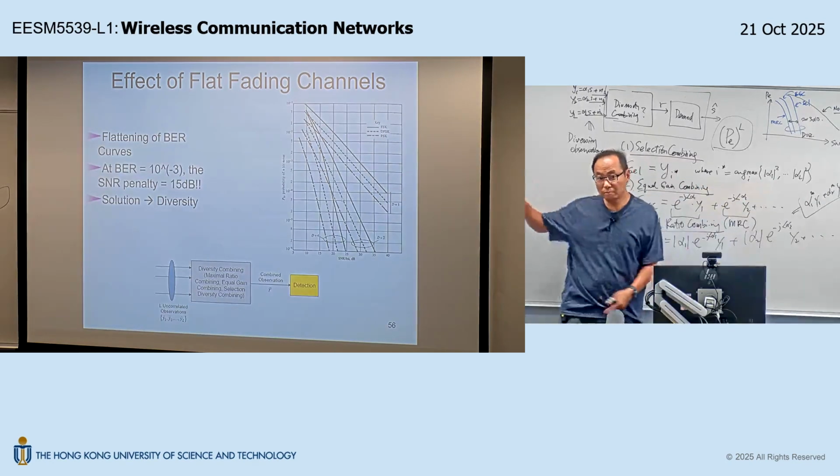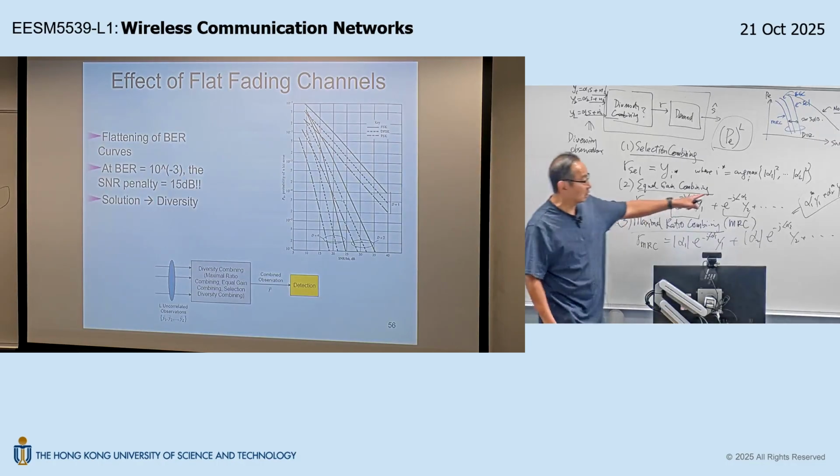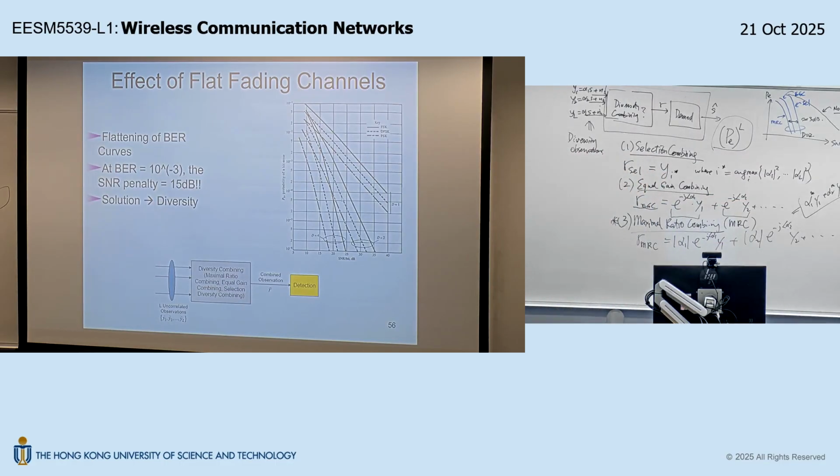Okay, we cannot randomly choose a switch, right? If we do random selection, the diversity protection is gone. We must control the switch so that it's passing on the most reliable observation, right? So how do I know which one is the most reliable observation? I need to know alpha 1 and alpha 2 first, right? So this involves something called channel estimation.